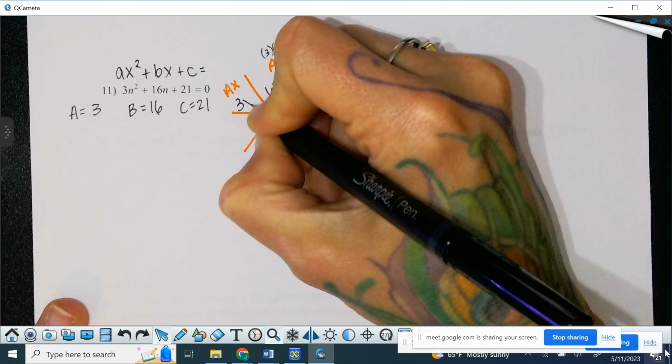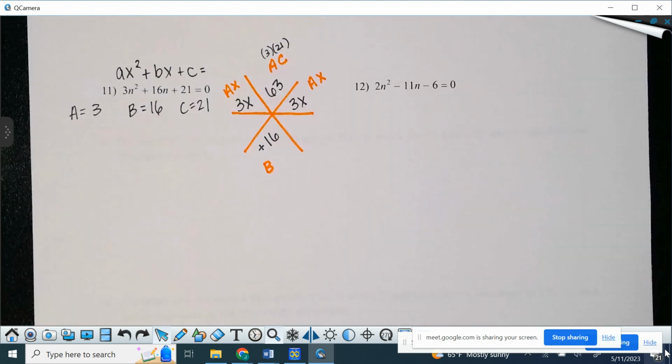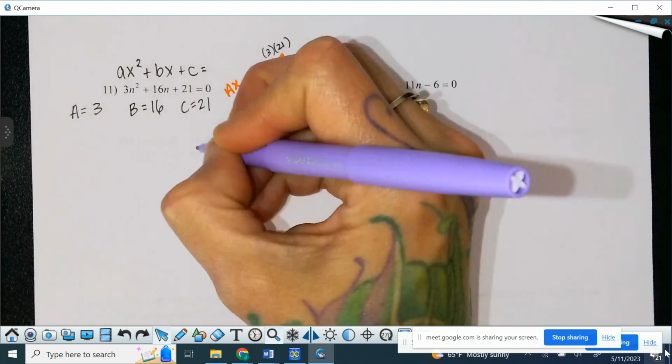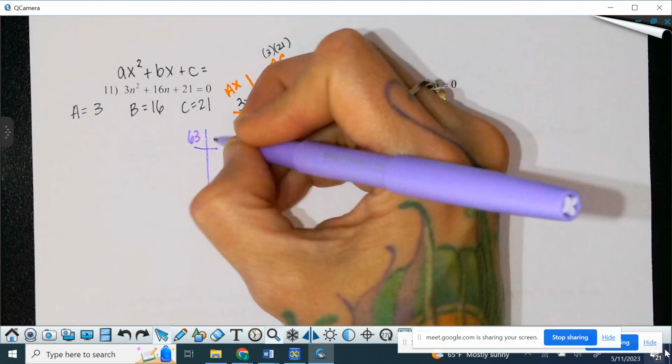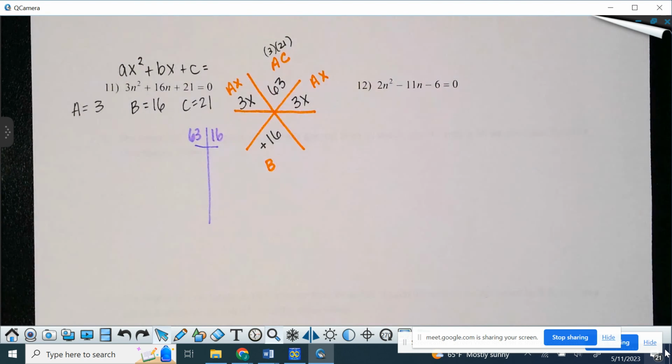It is positive. A is 3, so we're going to put 3x and 3x. Now we're looking for the factors of 63 that will add or subtract to give me 16. All right, I'm not putting these in. You find it, however you want to find it. Factors of 63 that will add or subtract to give me 16.